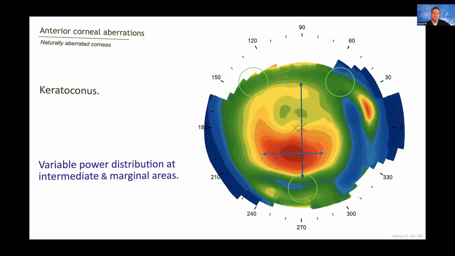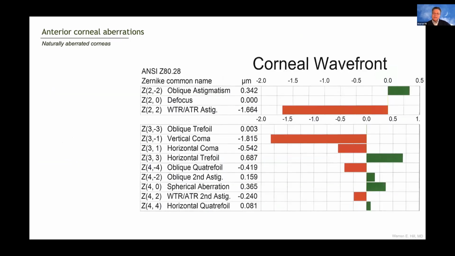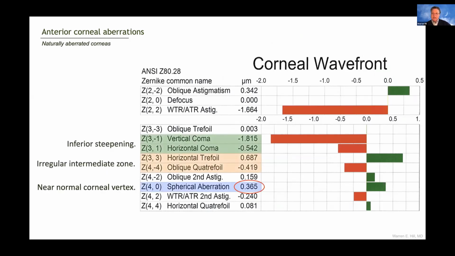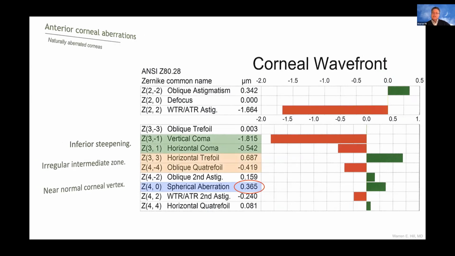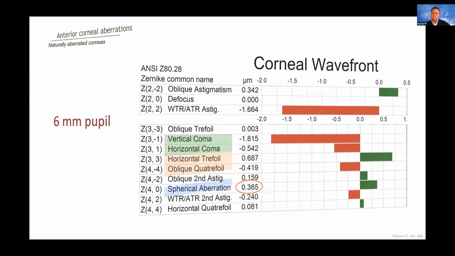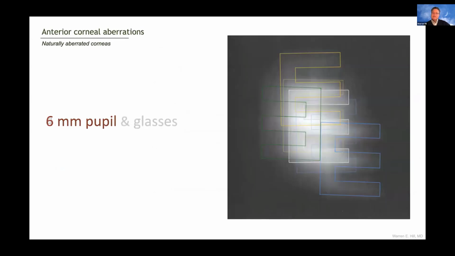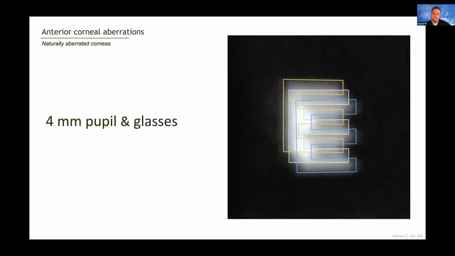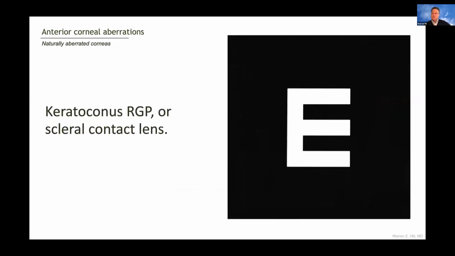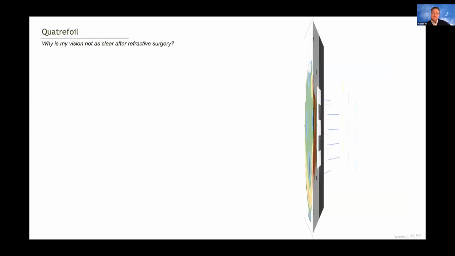So if we look at the aberration profile, you can see spherical aberration near the corneal vertex is going to be close to normal, but our coma is going to be wildly elevated because we have this form of irregular astigmatism. There's their 6mm pupil. There's a 4mm pupil with glasses. And then a keratoconus or scleral contact lens gets rid of all these irregularities.